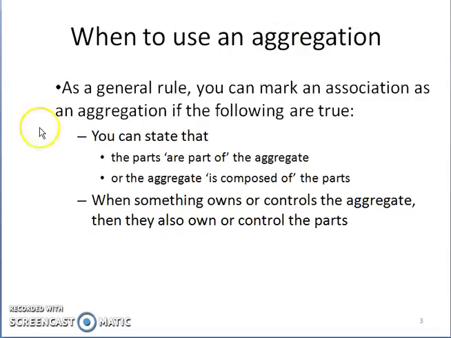When to use an aggregation? As a general rule, we can mark an association as aggregation if the following are true. That means if you have a part of, that means parts and the aggregate, or the aggregate is composed of the parts, then we can go with aggregation. When something owns or controls the aggregate, then they also own or control the parts.